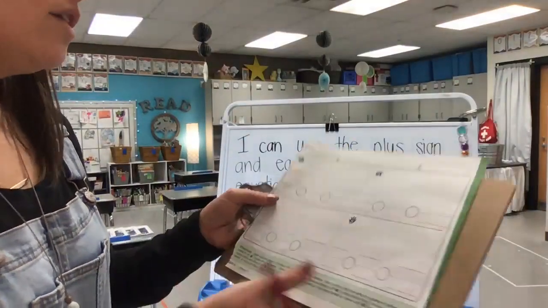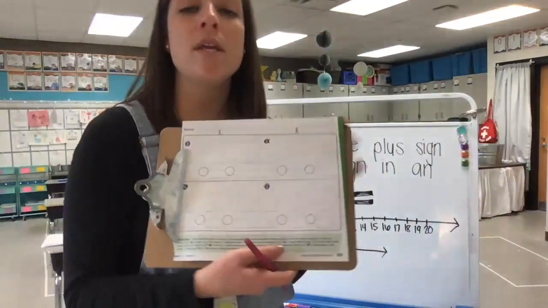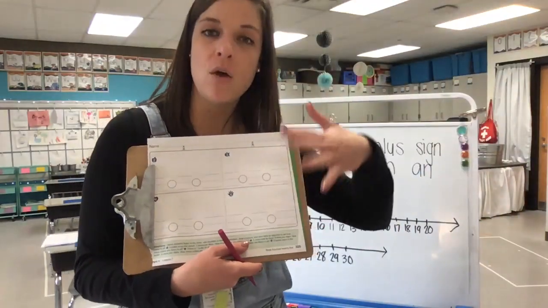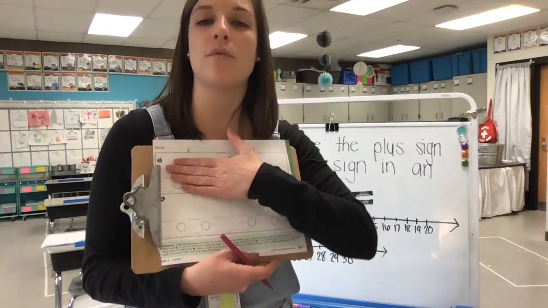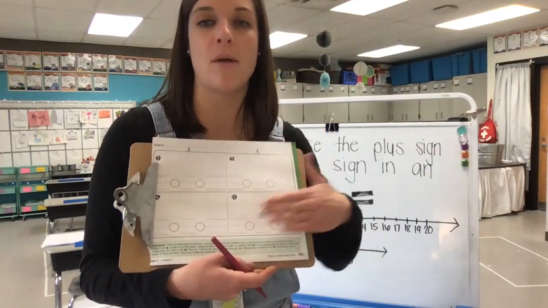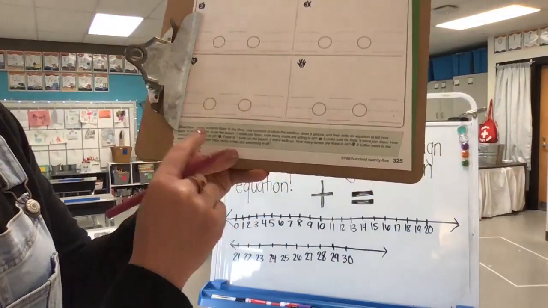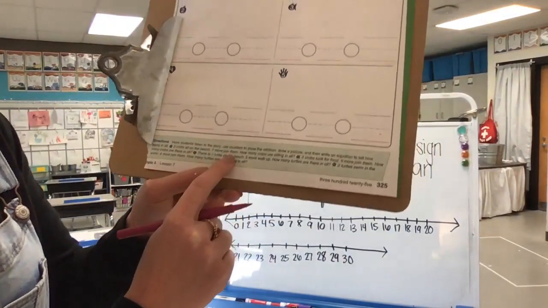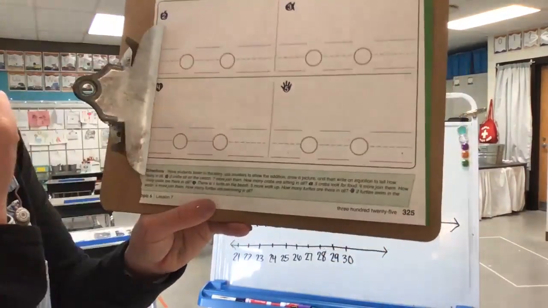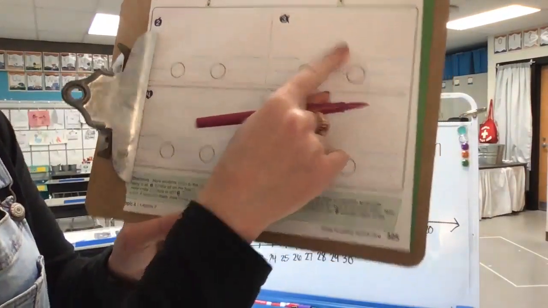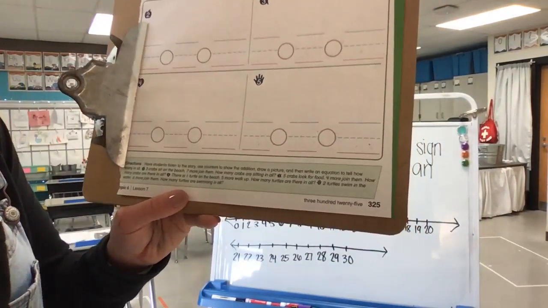So I'm going to quickly read your problem stories to you. If you need to go back and pause the video to listen to each problem, definitely do that because I'm going to tell you the story for each of your problems here, okay? So on number 2, it says 3 crabs sit on the beach. 7 more join them. How many crabs are sitting on the beach in all? That's your first problem.